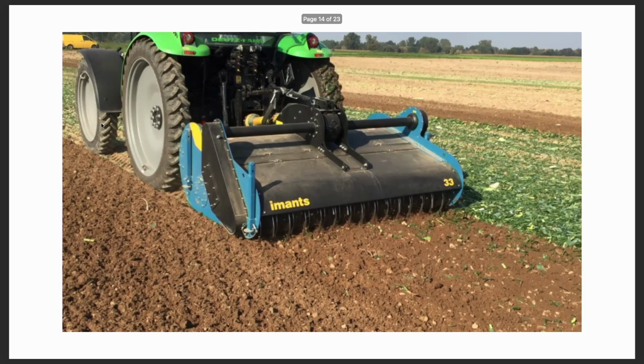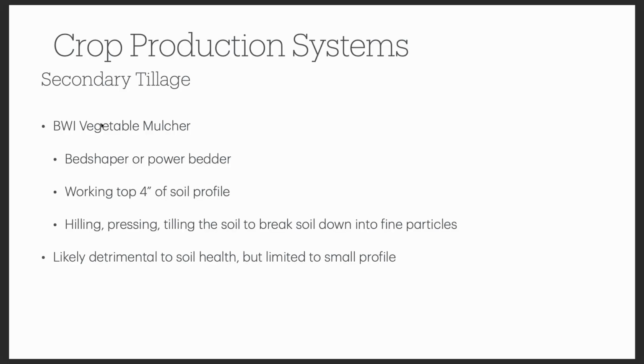But you get the idea. It's got a harrow on the back. Unfortunately, you don't see the front, but it's a bunch of shovels butting into the soil. So we do secondary tillage. Secondary tillage is probably where we're experiencing a more negative effect on our soil microbial communities, our fungal networks, certainly.